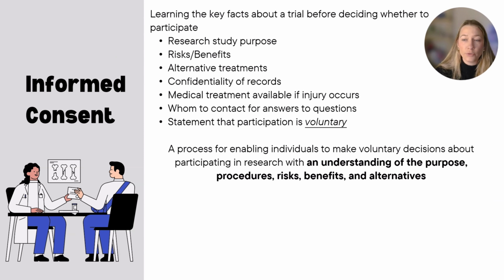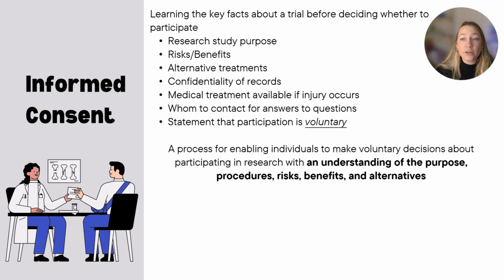This is the foundation for ethical human research. Informed consent is not just a form that somebody signs to say, yes, I want to be involved in this. Informed consent is a process. It starts before any research begins, and it continues throughout the entire study. Participants must be given clear, understandable information about the purpose of the study, any risks or potential benefits, alternative treatments, if those are applicable, how their privacy will be protected, who to contact for questions, and critically, that participation is voluntary.